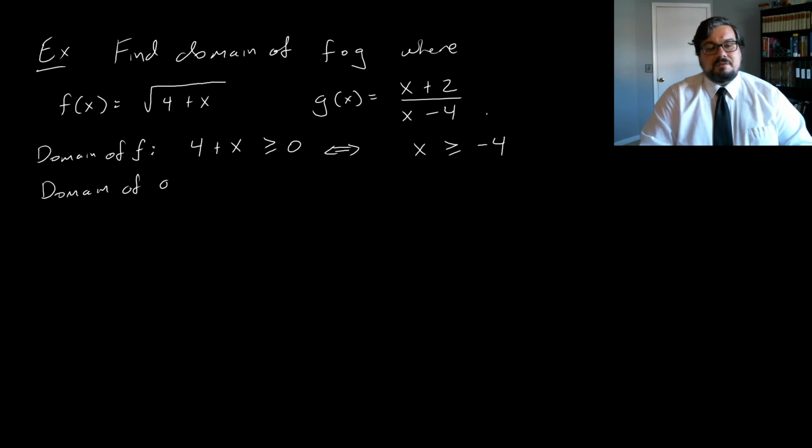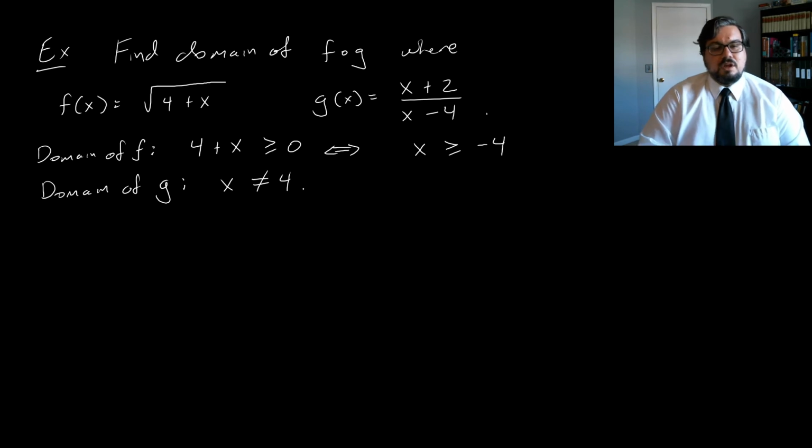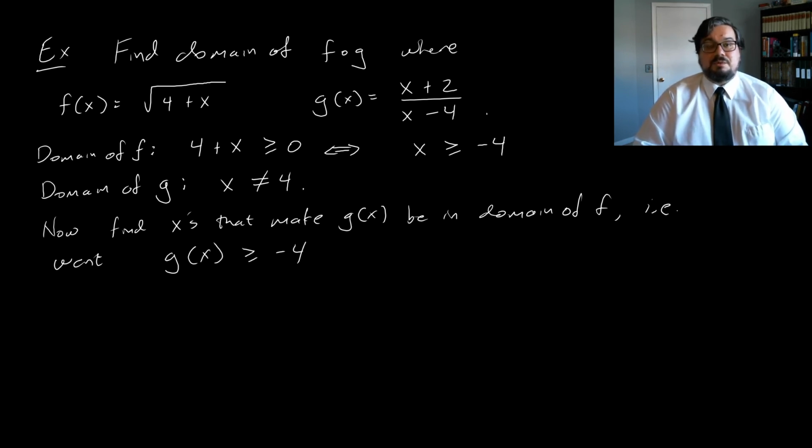So then the domain of g is that x has to not be equal to 4, because that's the number that will make the bottom of this fraction equal to 0. So that was step 1. So now we want to find the x's that make g of x be in the domain of f, i.e., we want to solve the inequality g of x is greater than or equal to -4.